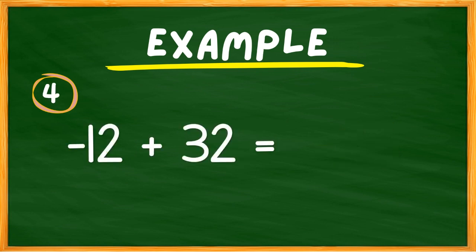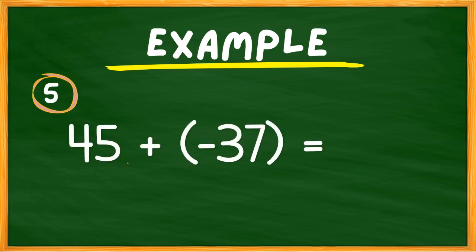Number 4, negative 12 plus 32. What should be the sum? Correct. The answer must be positive 20. Again, unlike sign, subtract 32 minus 12. The answer is 20. Then, copy the sign of the highest number. Positive is the sign of 32. Therefore, the answer must be positive also.